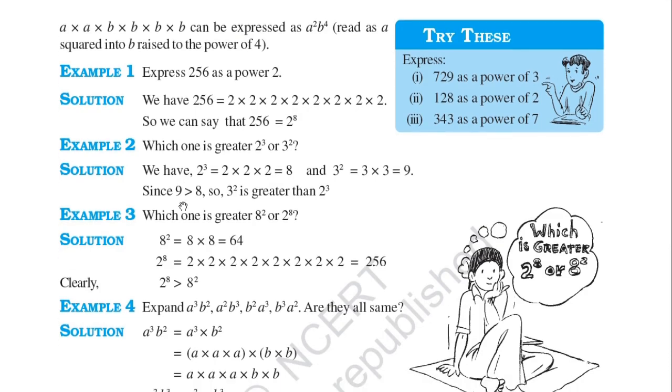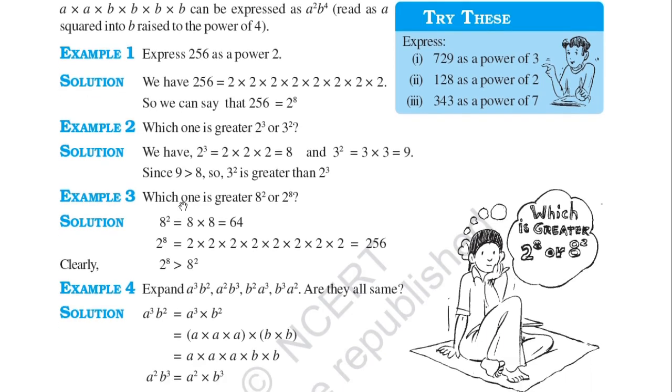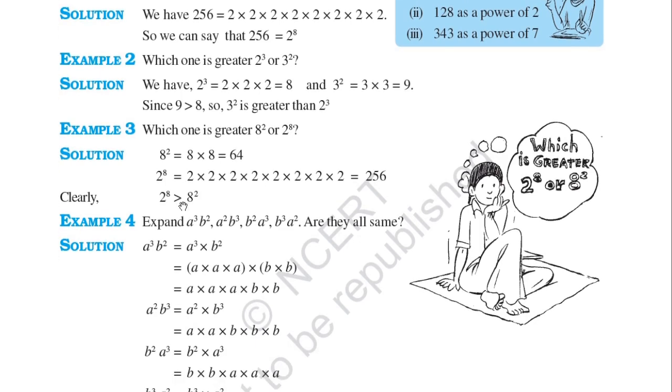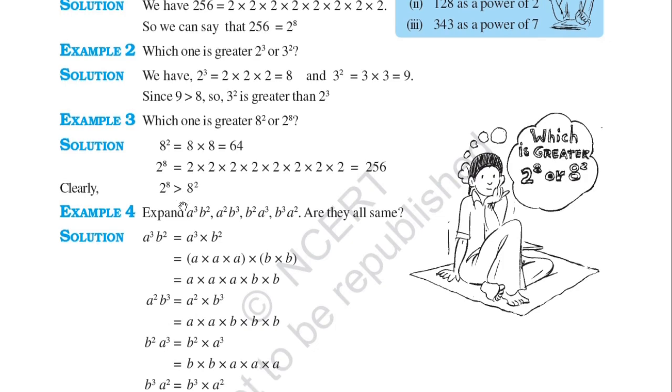So which one is greater, 2 cube or 3 square? So 2 cube is 8 and 3 square is 9. So 9 is greater than 8. So 3 square is greater than 2 cube. Which one is greater, 8 square or 2 to the power 8? So 8 square is 64 and 2 to the power 8 is 256. Therefore 2 to the power 8 is greater than 8 square.